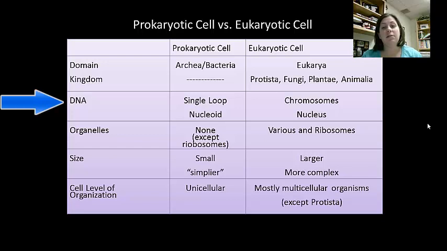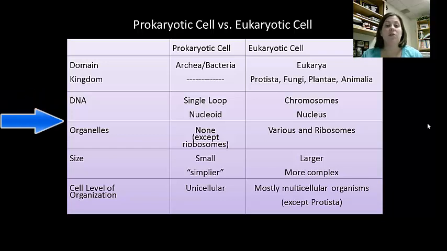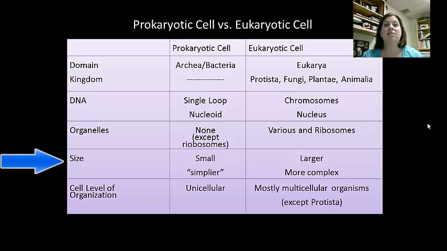You could tell me the difference in their DNA. Prokaryotic has a single loop. It's found in the nucleoid region. Eukaryotic cells have chromosomes, and they're found in the nucleus. You could talk about their organelles. Prokaryotes don't have any except ribosomes. Eukaryotes have a lot. You can talk about their size. Prokaryotic cells are smaller and simpler. Eukaryotic cells are larger and more complex.